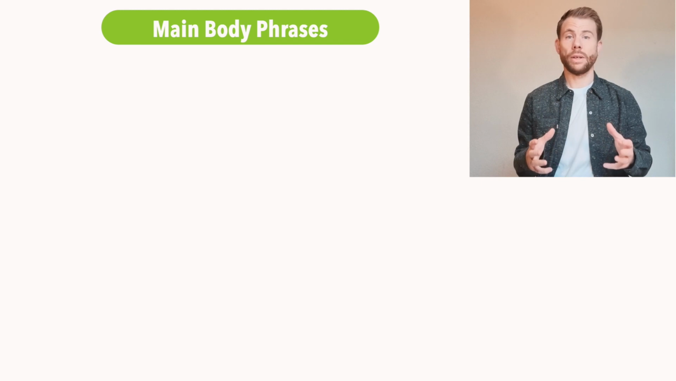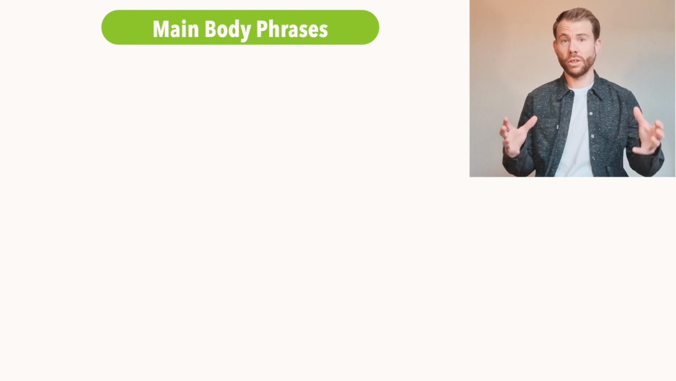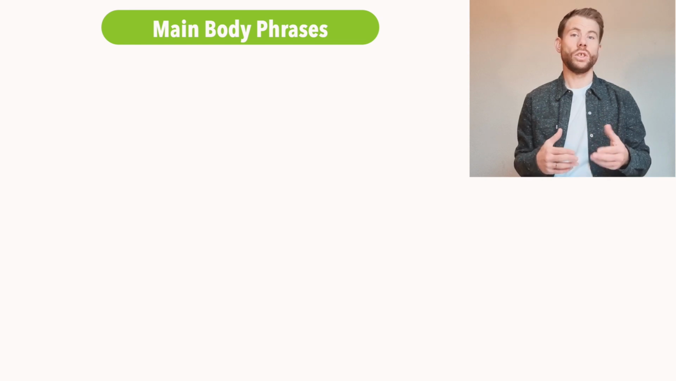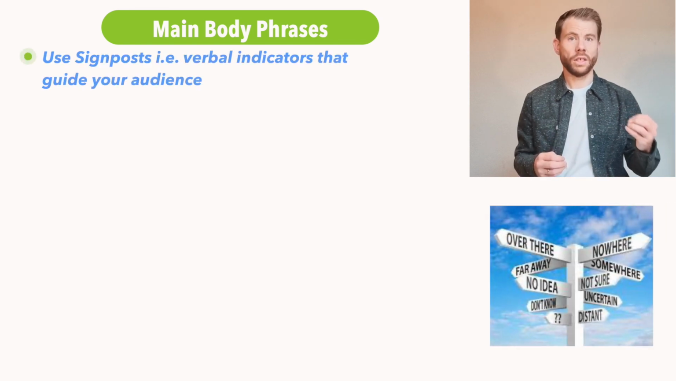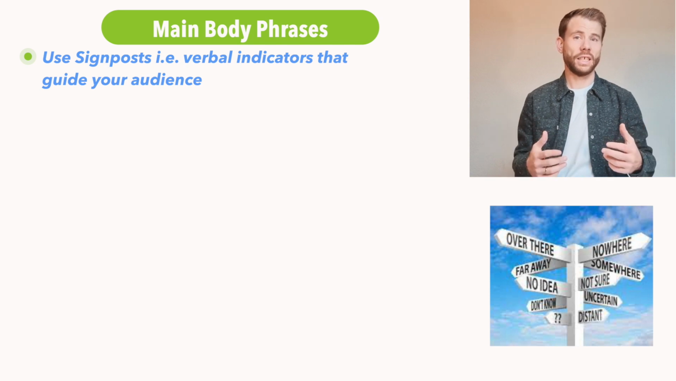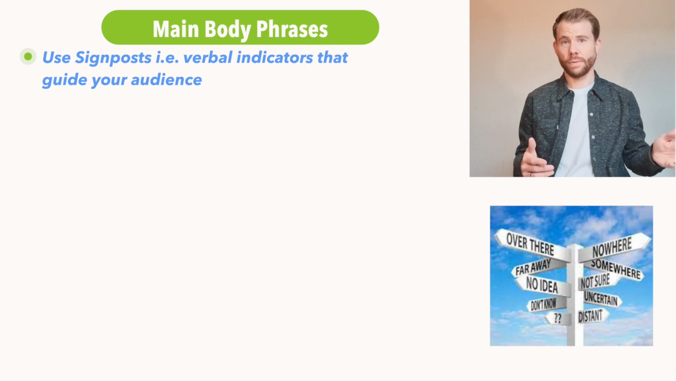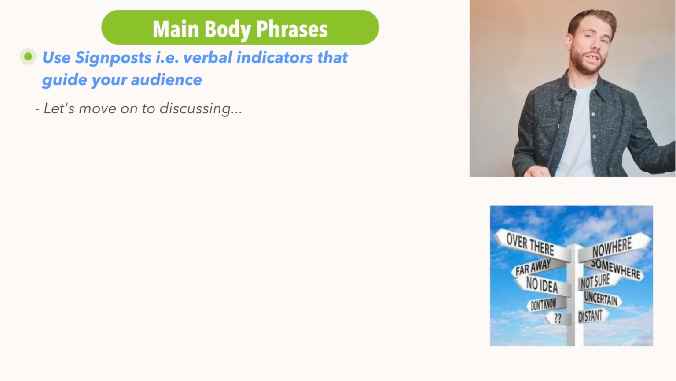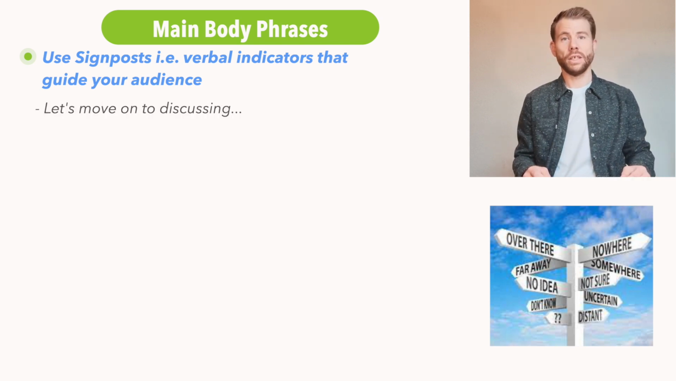Next, the main body of your presentation. So when you're talking about the important information, the reason that you're giving the presentation. Now, it's very useful to use signposts. Signposts are indications, and this helps your audience understand your thought process and follow your ideas, and also keep them interested. Some examples could be, let's move on to discussing, and this means to advance.